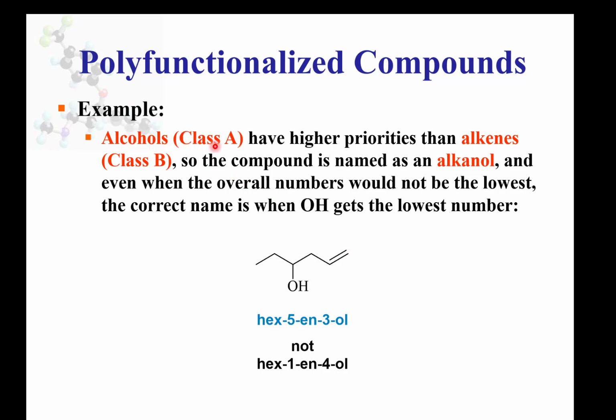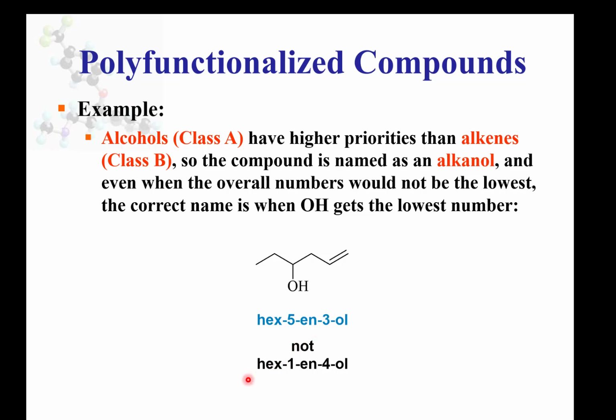Now this last example is an alcohol as well as an alkene. So an alcohol, class A, has a higher priority than alkene, which belongs to class B, and so the compound is named as a derivative of an alkanol. And we name the alkanol so that the OH group has the lowest number. So that this is a hex-5-ene-3-ol because we numbered this 1, 2, 3, 4, 5. 5 is the alkene. So hex-5-ene-3-ol.